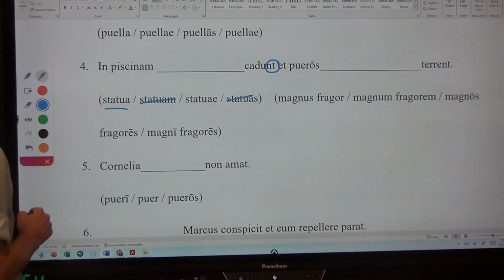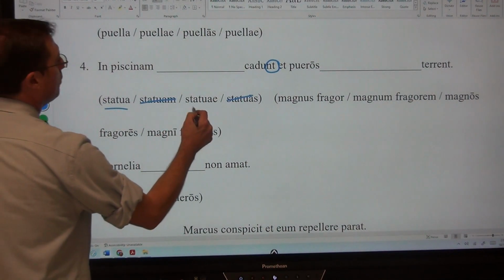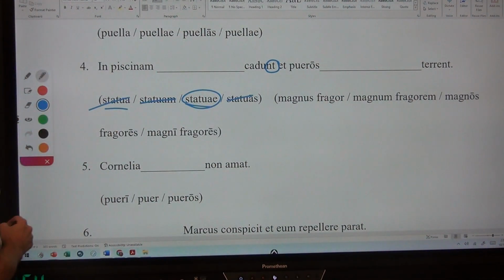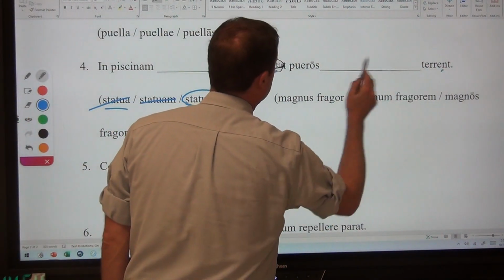Now, this is a singular she or it statue. Here is a plural they statue. And so that's going to be better. It says that the statues fall into the fish pond and they terrify the boys.